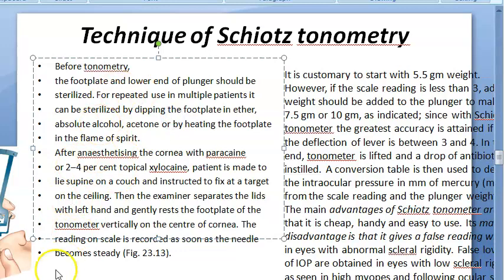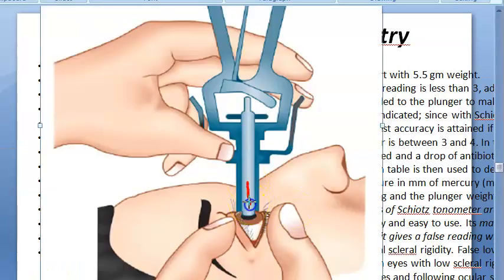Let's see what they are saying here. Can you see the plunger here? Right? And that will affect the reading, looks like, right? That will affect the reading.